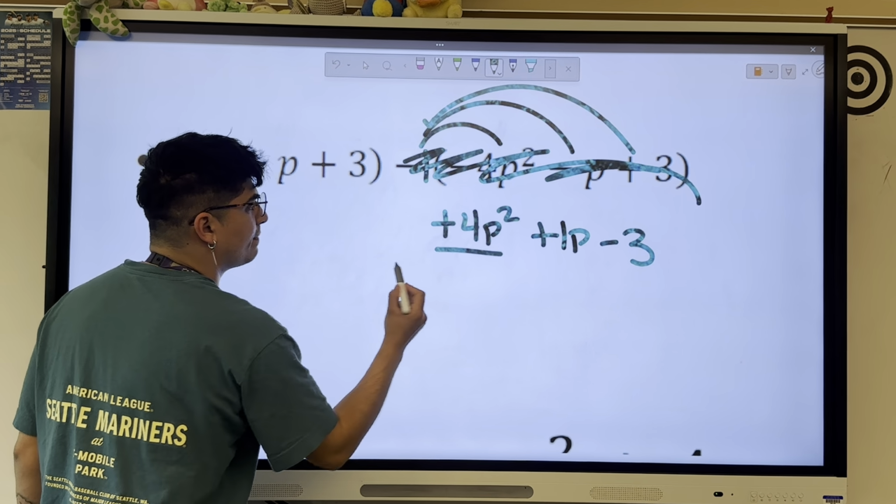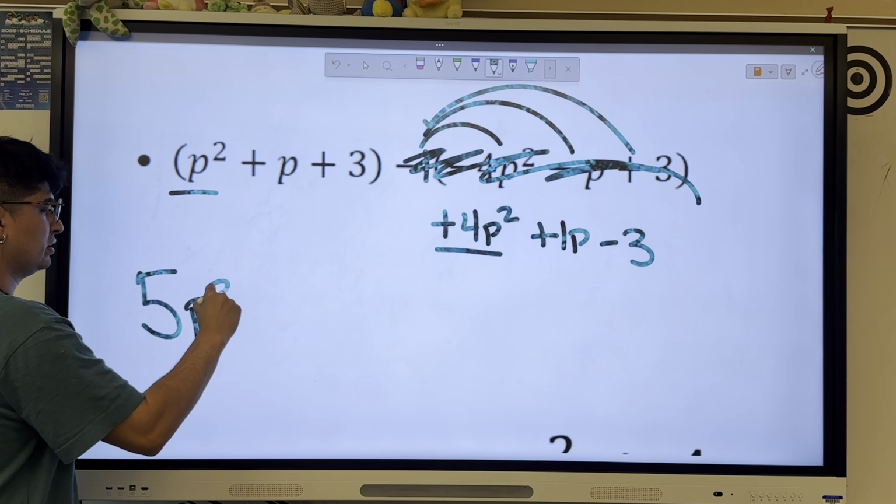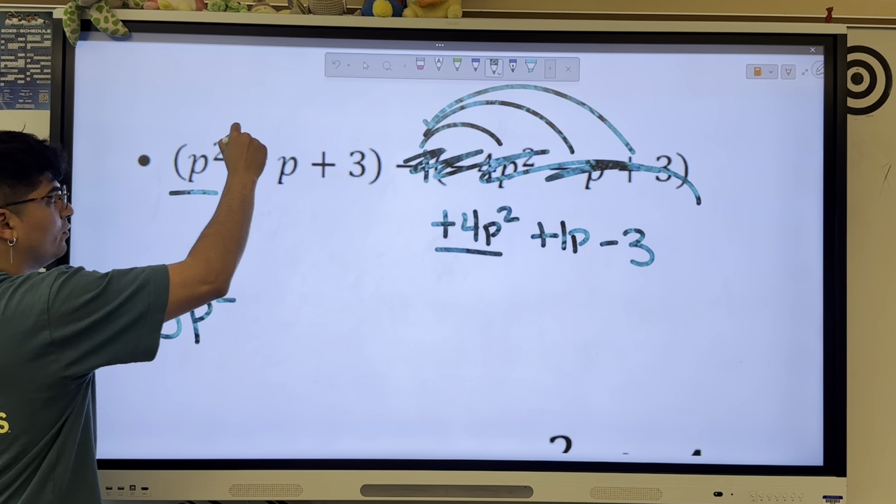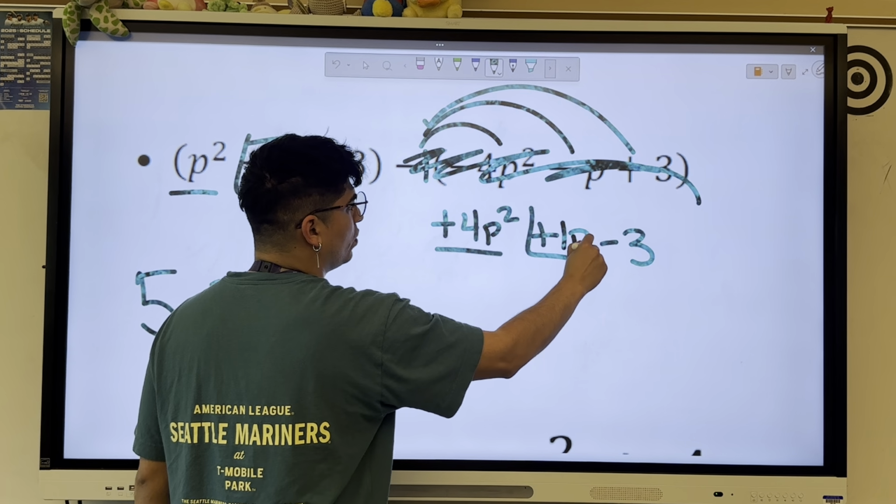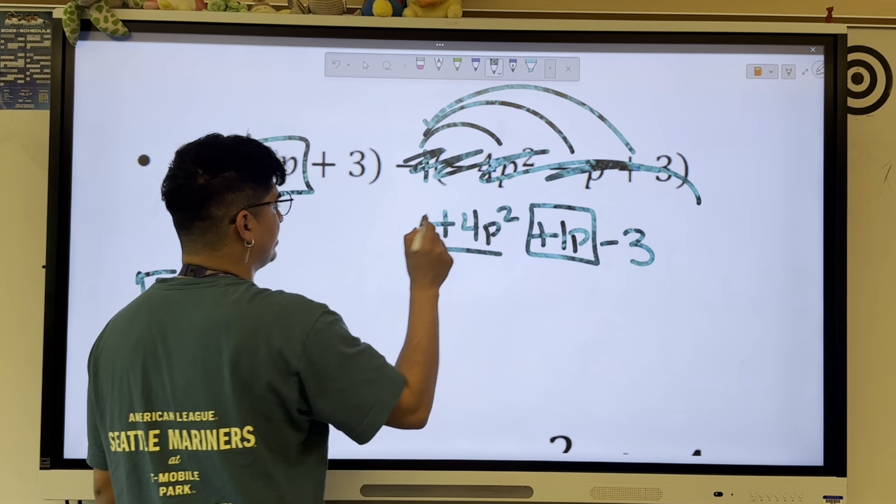That would give me 5p squared. I have 1p right here, and I have another 1p right there, meaning I have 2p. And then positive 3 minus 3 means that it's going away. I could write plus 0, I guess, if I want to, but no need.